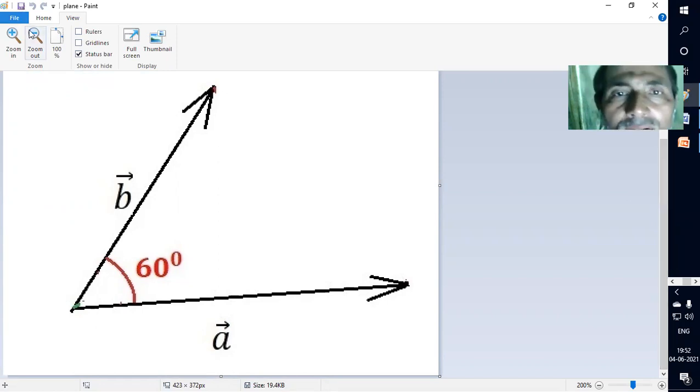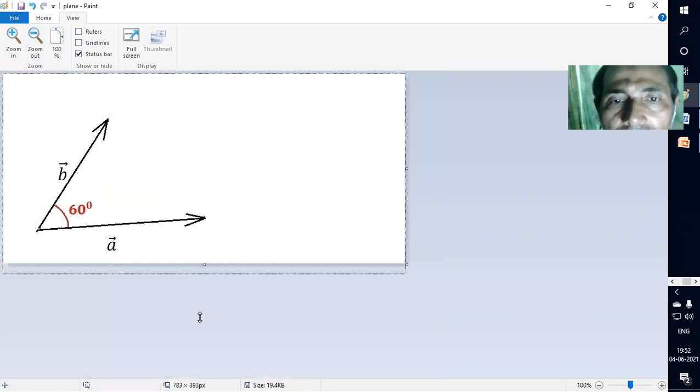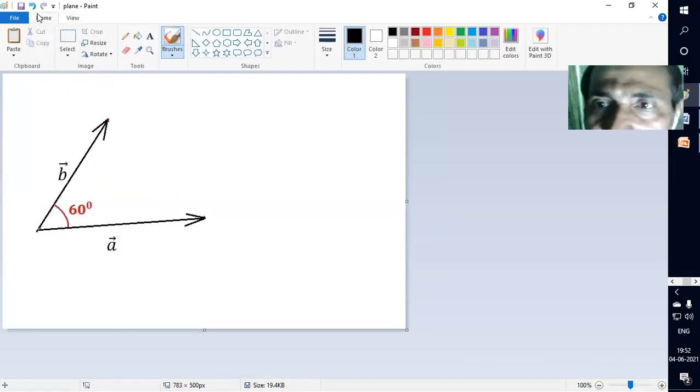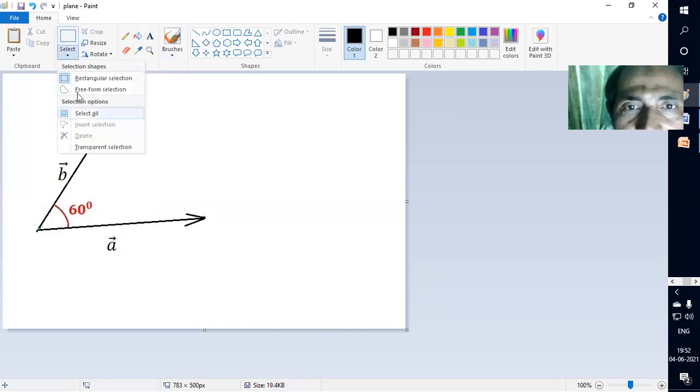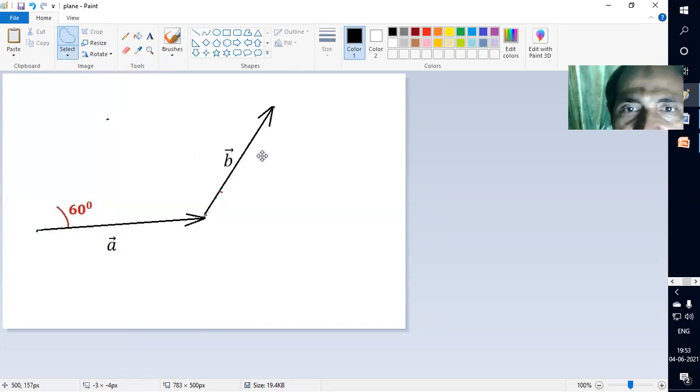One additional thing I'd like to add here, that the student should be aware that when the vectors are drawn in the form of arrows, you are permitted to change the location of the vector. For example, here, vector B is here. I will take this vector B like this. It is permitted to change the location like this. It is allowed.